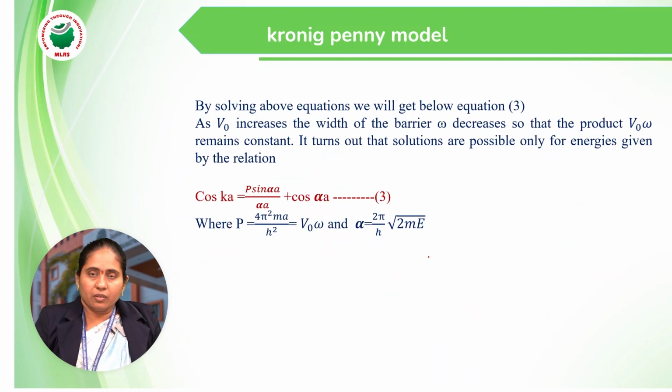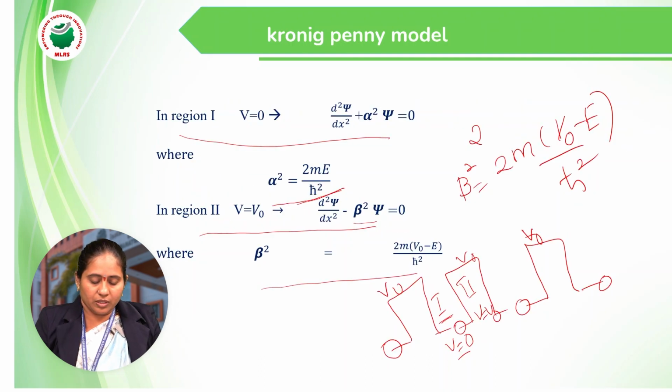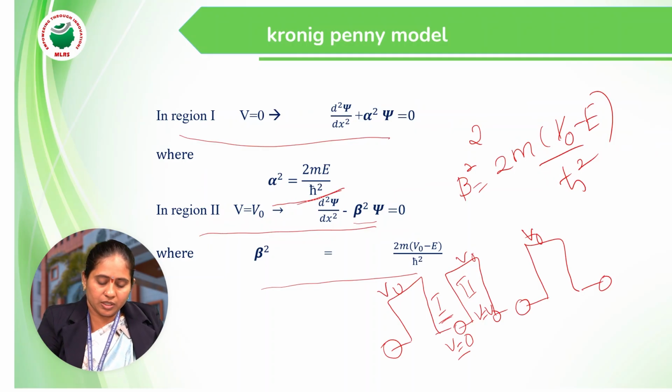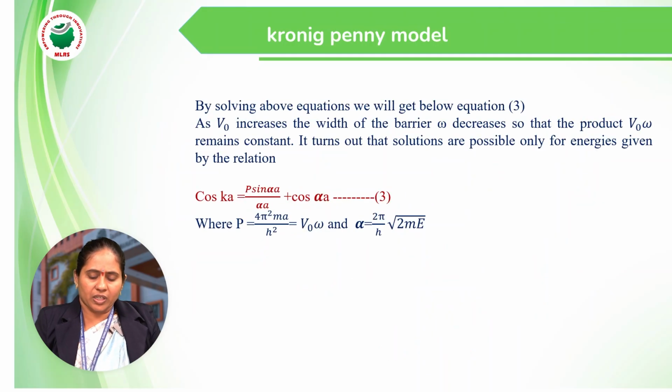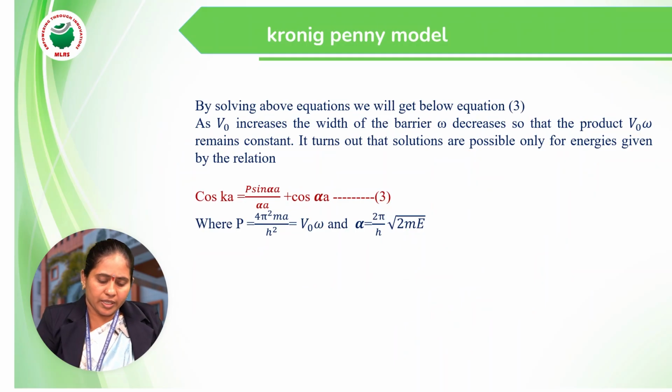Next, by solving, what are the equations? There are two second order differential equations. One is d square psi by dx square plus alpha square into psi is equal to 0. Another is d square psi by dx square minus beta square into psi is equal to 0. Solving these equations is a lengthy process. For our syllabus constraints, we have no derivation and we have written it directly.